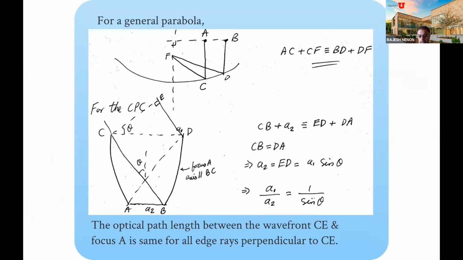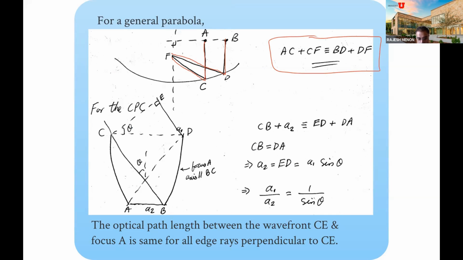Now, I can think about the geometry of the CPC from the perspective of Fermat's law as well. Again, it's just a different way to think about it. I should speed up a little bit, sorry. For a general parabola, we know that if I take these two lines, AC plus CF should be equal to BD plus DF, which is shown here, right? This we know from the locus of the parabola.